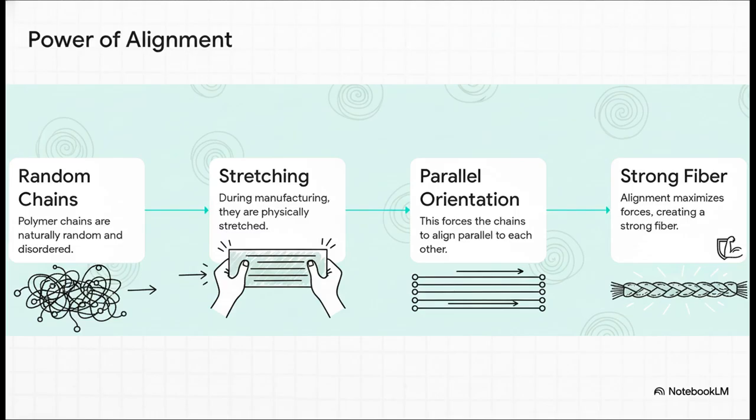They start with the raw polymer, where all the chains are just a random mess, right? Then they physically stretch it and pull it. This forces all those chains to line up parallel to each other. Think of it like a tug-of-war team. When everyone's pulling in a random direction, you go nowhere. But when everyone pulls together, you get this massive increase in strength. That's exactly what's happening here.